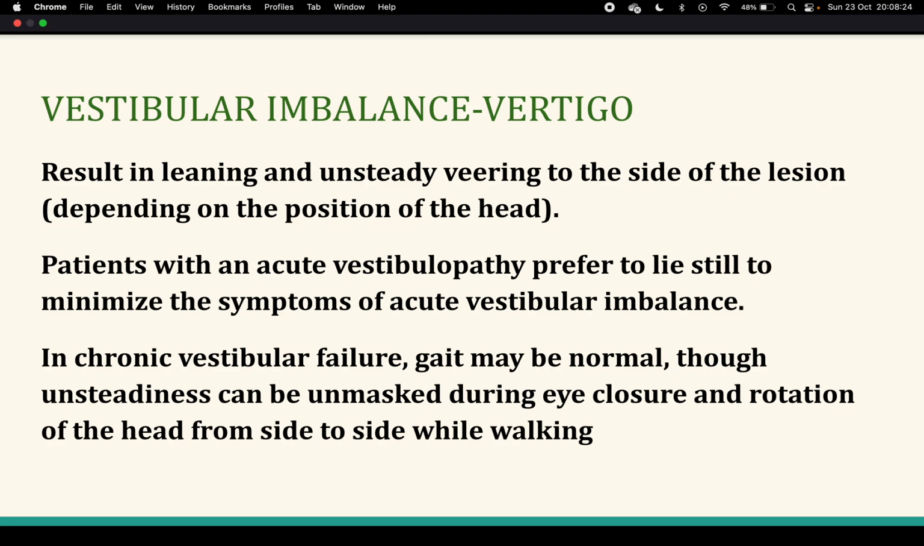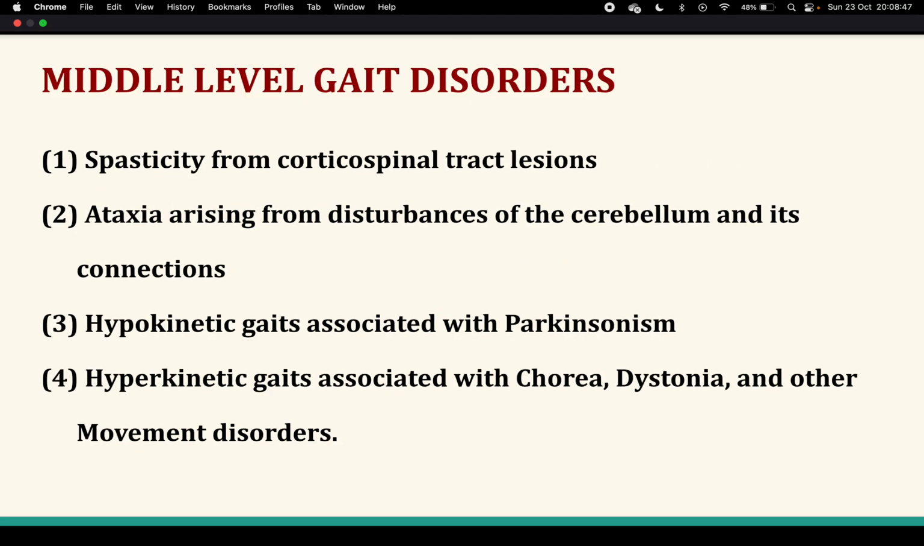So, in a vestibular imbalance, vertigo results in leaning and unsteady veering to the side of the lesion. Patients with acute vestibulopathy prefer to lie still to minimize the symptoms of acute vestibular imbalance. In chronic vestibular failure, gait may be normal, though unsteadiness can be unmasked during eye closure and rotation of the head from side to side while walking.